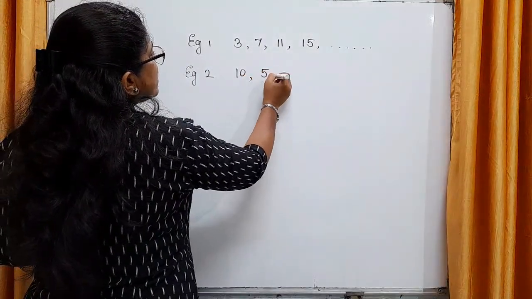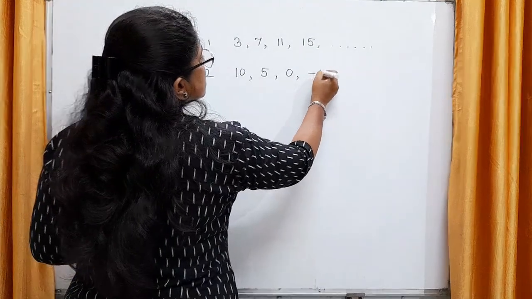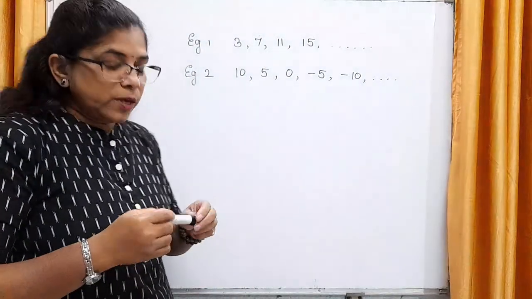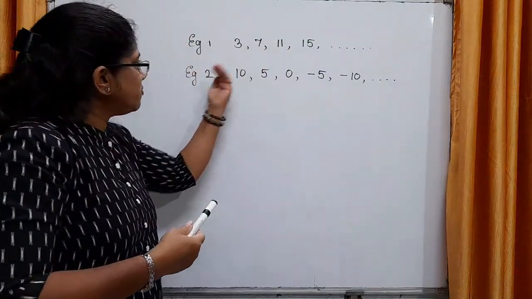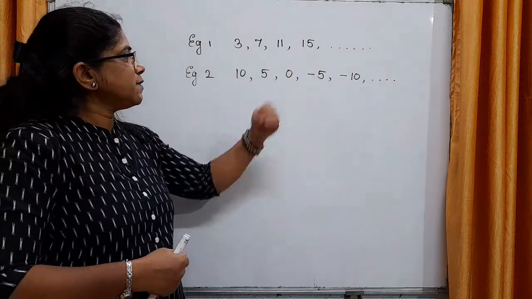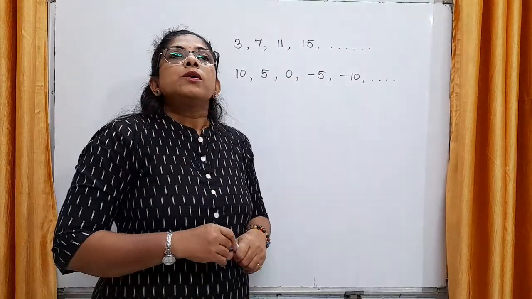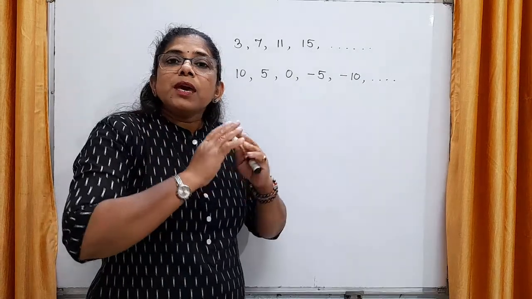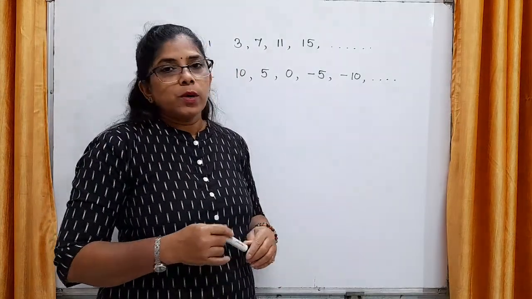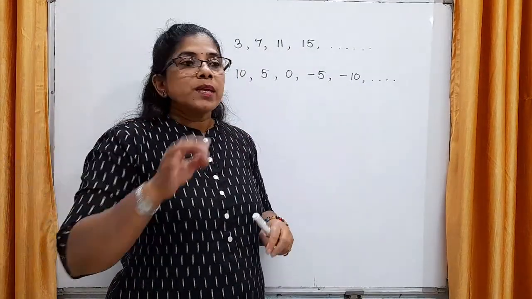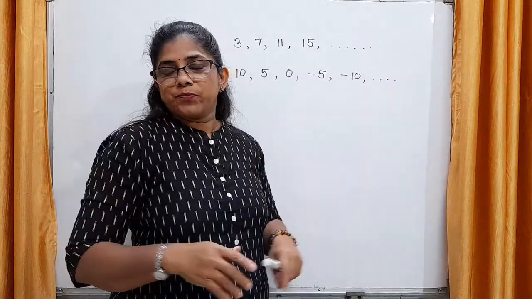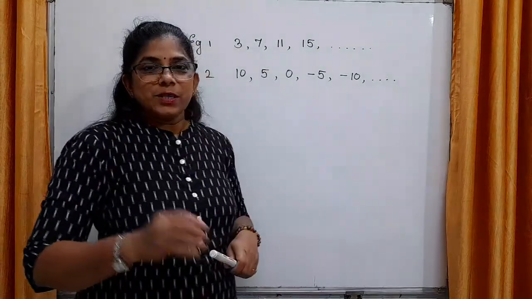10, 5, 0, minus 5, minus 10 and so on. Now here if we subtract the consecutive terms, 5 minus 10, it's minus 5. 0 minus 5, it's minus 5. Minus 5 minus 0 is minus 5. So this difference can be any number. It's not necessary that it's always one natural number or any positive integer. No. It can be any number. It can be any positive number, negative number, fraction. It can also be 0. Yes, common difference can also be 0.